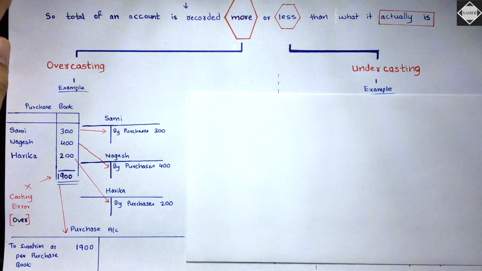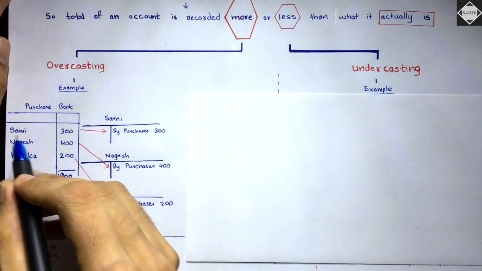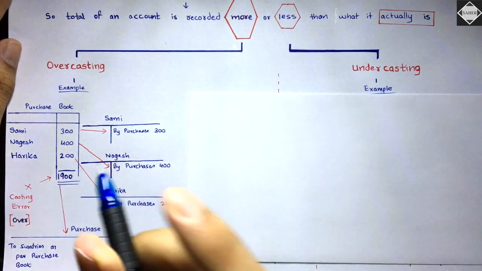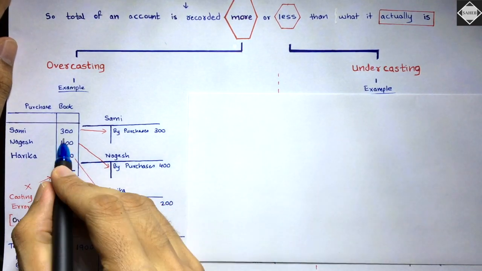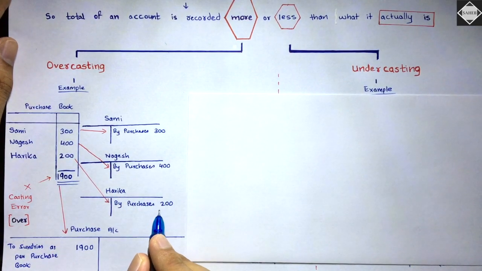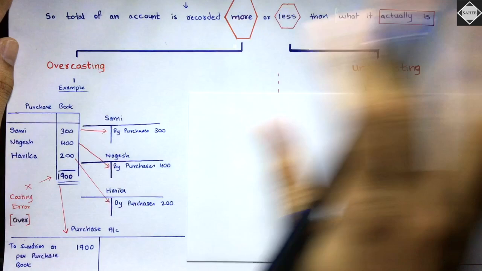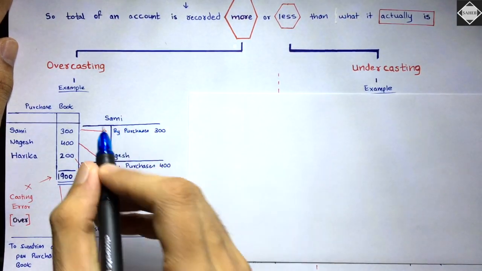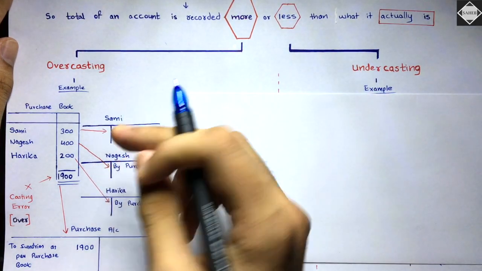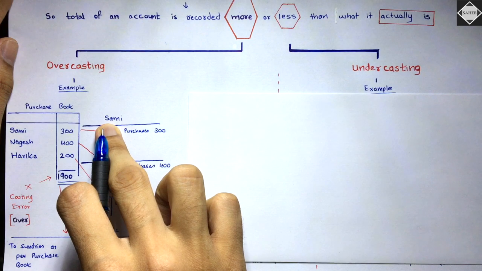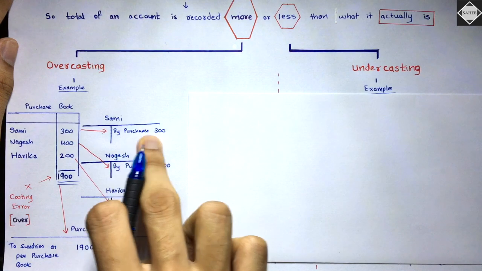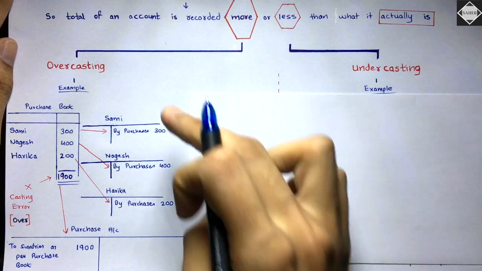You have to understand the effect properly. See here, in Sami, Nagesh and Harika, these are your creditors, individual postings will go in their accounts. You all know this, right? This 300 amount will go in Sami, 400 in Nagesh, 200 in Harika. So these postings are completely right. There is no mistake in these. Sami is your creditor. You have purchased from Sami, so your liability to Sami has increased. Sami is a liability account, which has a credit balance. Sami account is credited because of purchases, 300. That's how the posting has gone, and all of these are right.